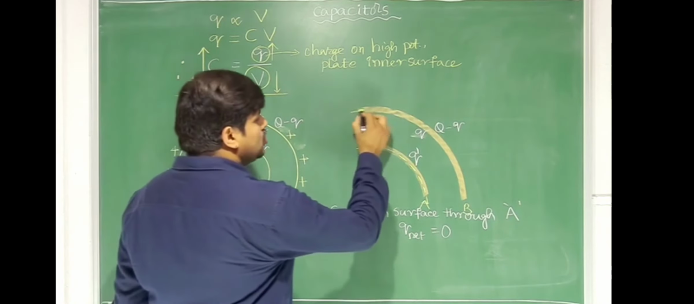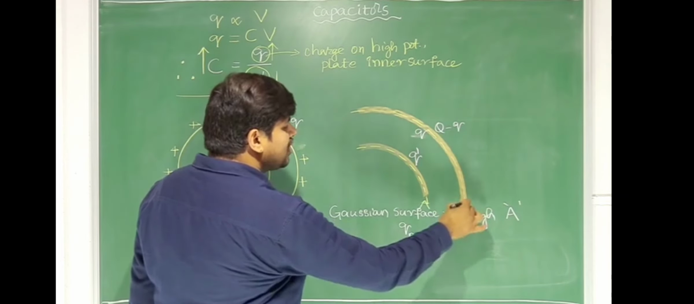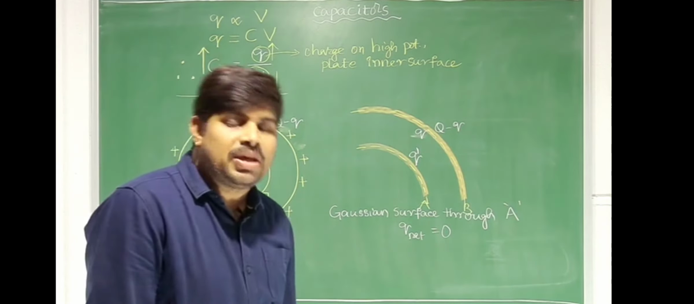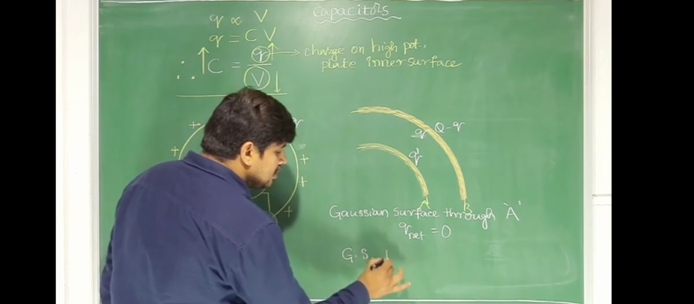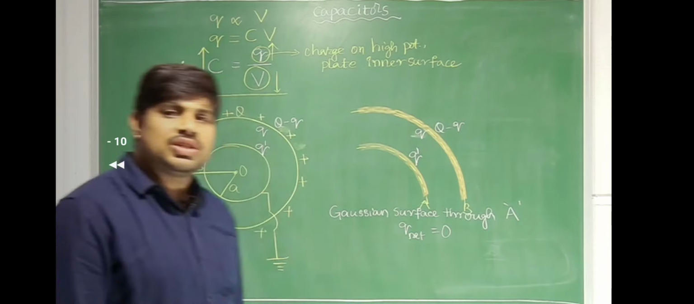Now I take the same Gaussian surface through B. Here, what is the shape of the Gaussian surface? Can you imagine? The shape of the Gaussian surface is a sphere. So I am writing the same here. Gaussian surface through B.